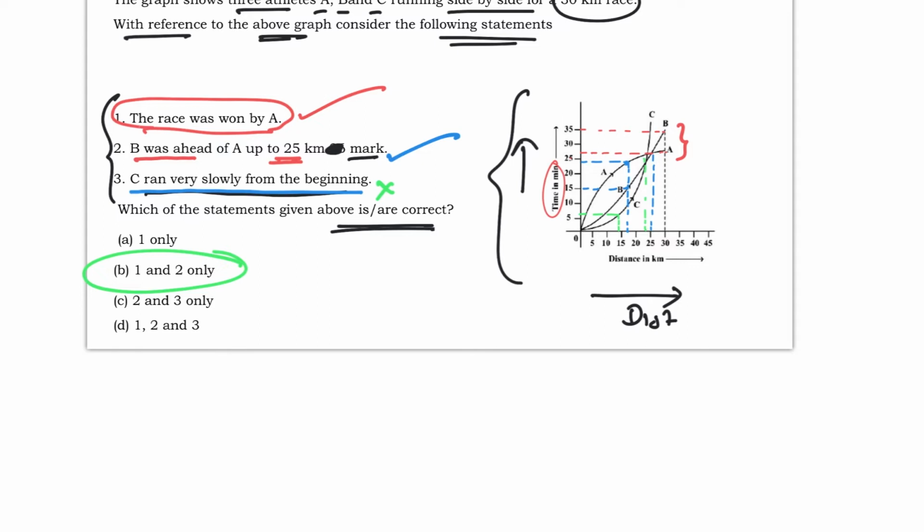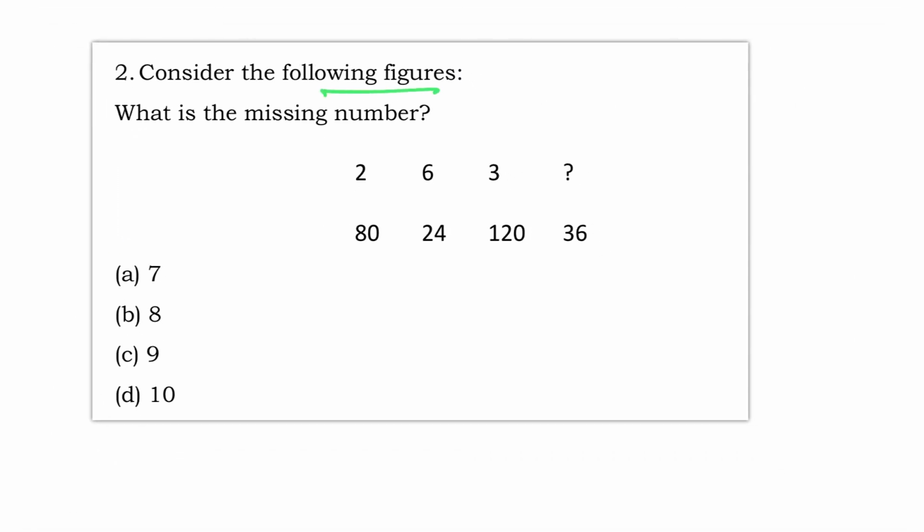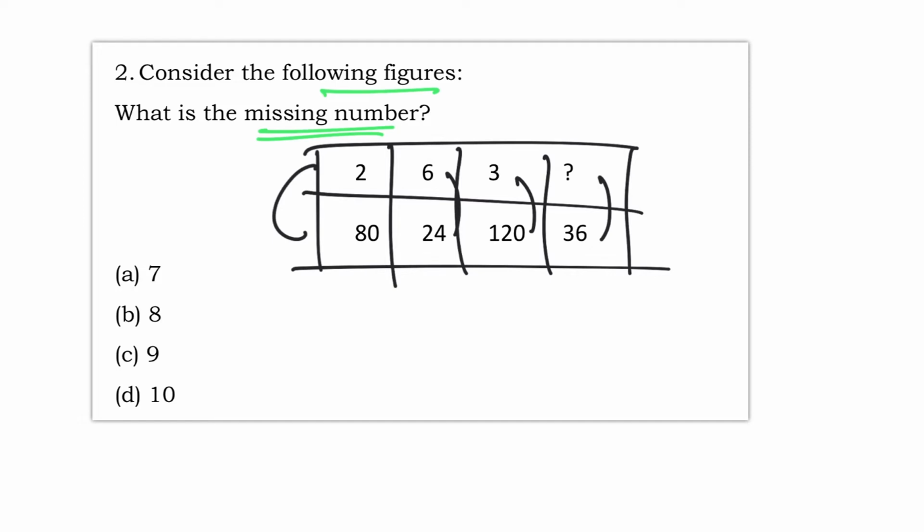Okay, so moving on to the next question. Consider the following figures. What is the missing number here? Okay, so we need to find the missing number. So this is the table here: 2 and 80, 6 and 24, 3 and 120, and this is the question mark here.